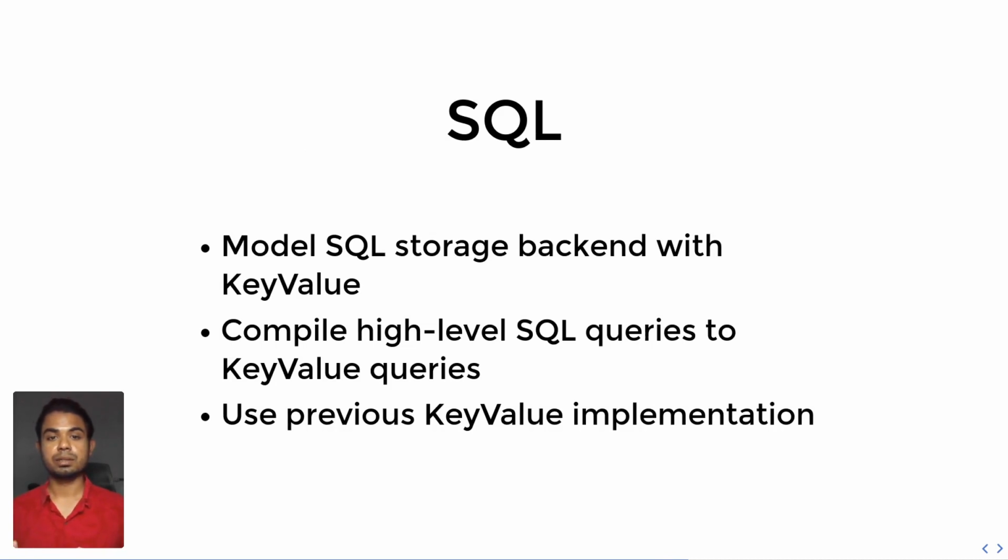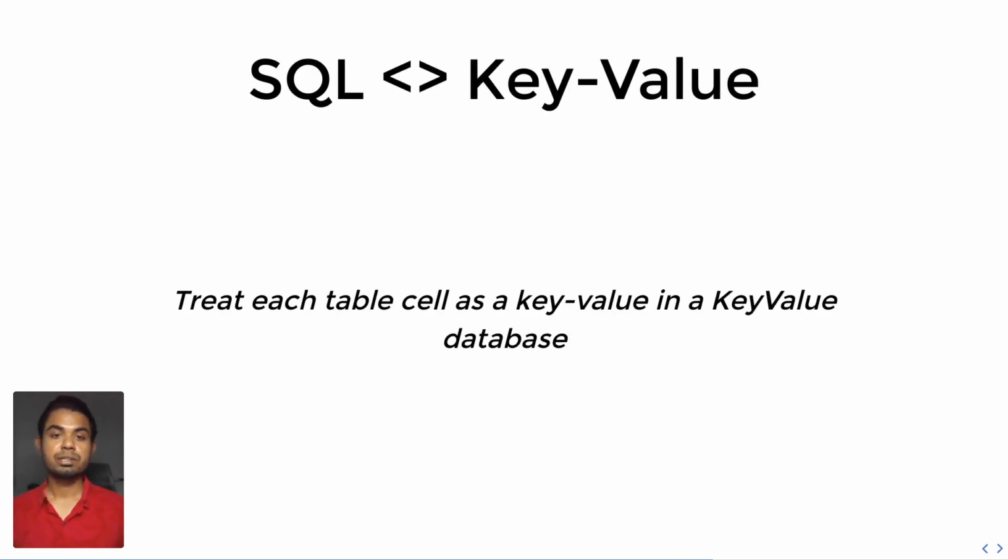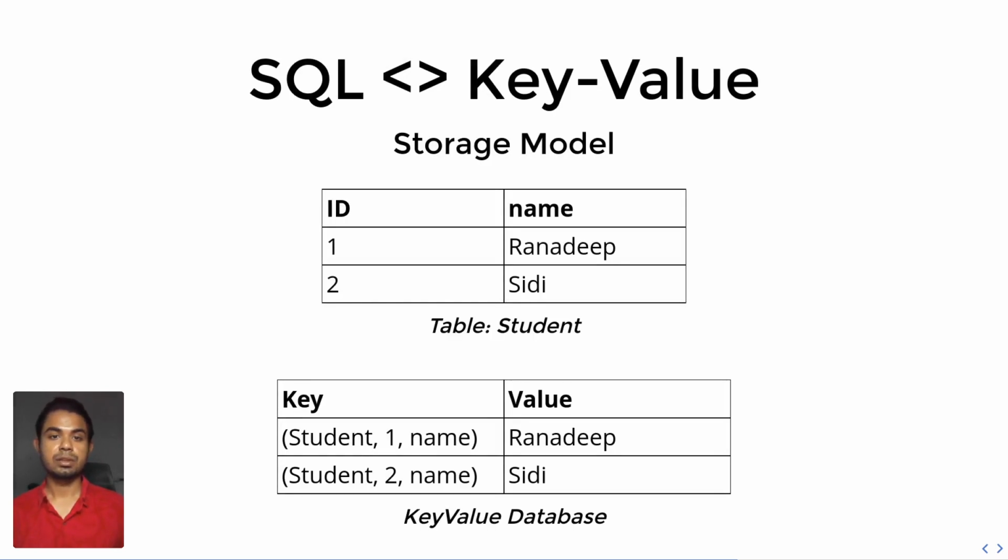The idea is to model the SQL storage with key value and compile the SQL queries to key value queries. Then use the previous key value database implementation to achieve the weaker isolation behaviors. We treat each cell of an SQL table as a key and a value in the key value database. So if we have a SQL table student with two columns, ID and name, in the backend key value storage, they will get mapped by a key uniquely identifying the cell using the table name, column name, and ID, and the value stored at that cell.